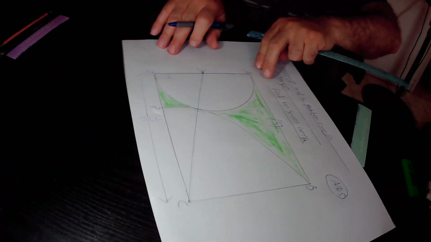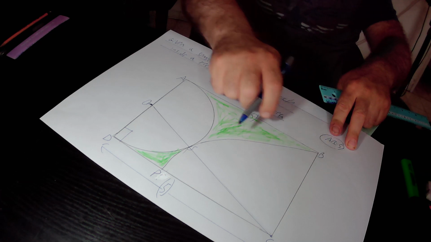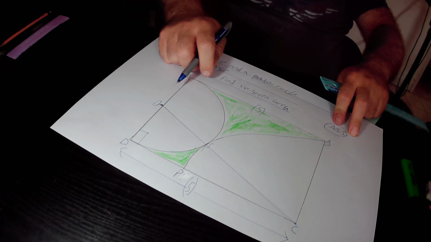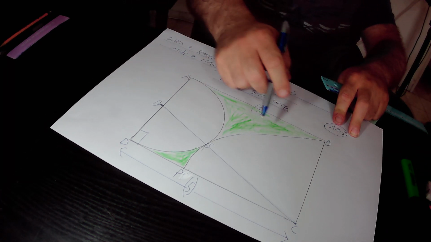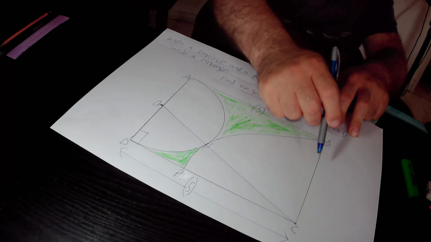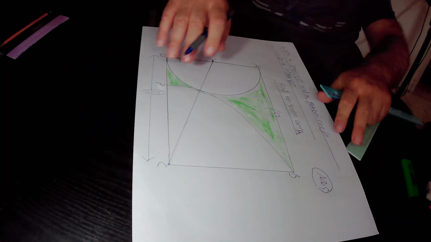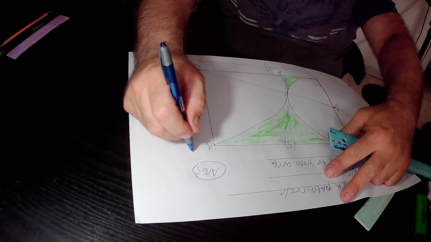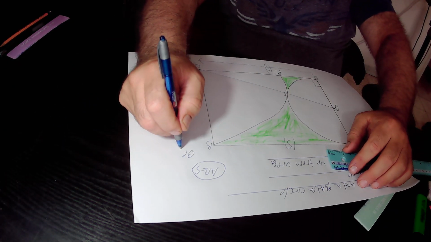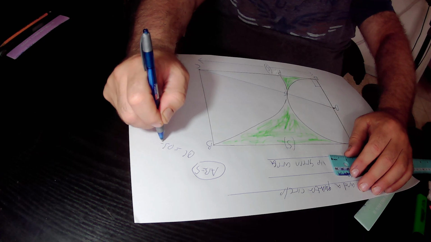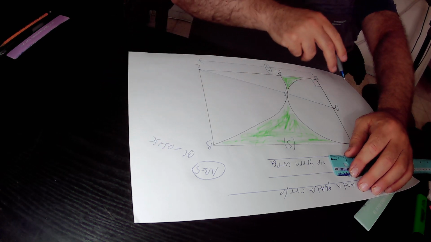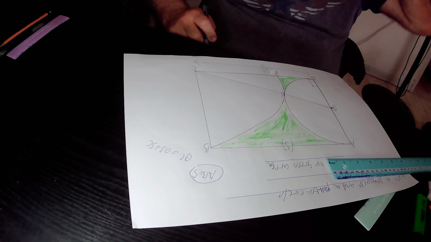So if OSC is one straight line, it means that OC will be equal to OS plus SC. So I write it down: OC equals OS plus SC. Why? Because of the fact that OSC is one straight line, according to rule 10.